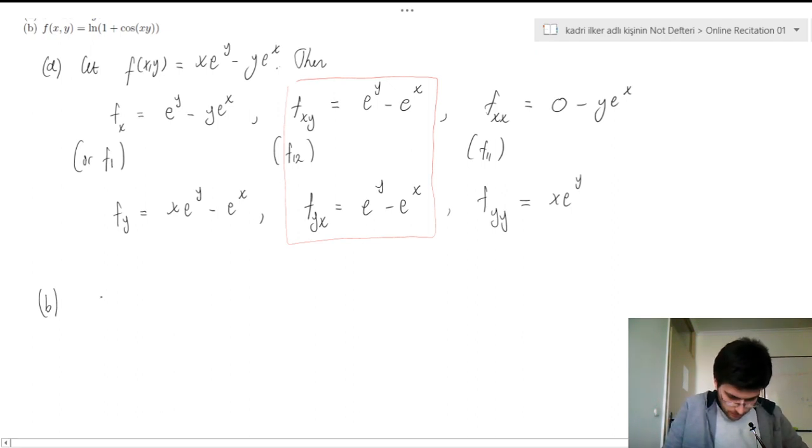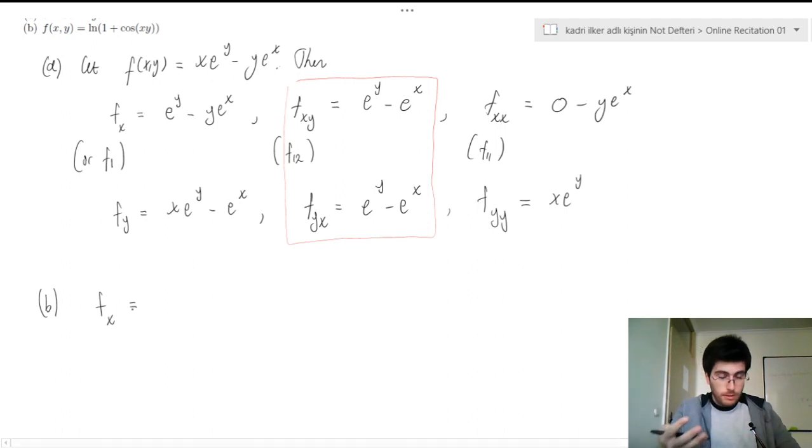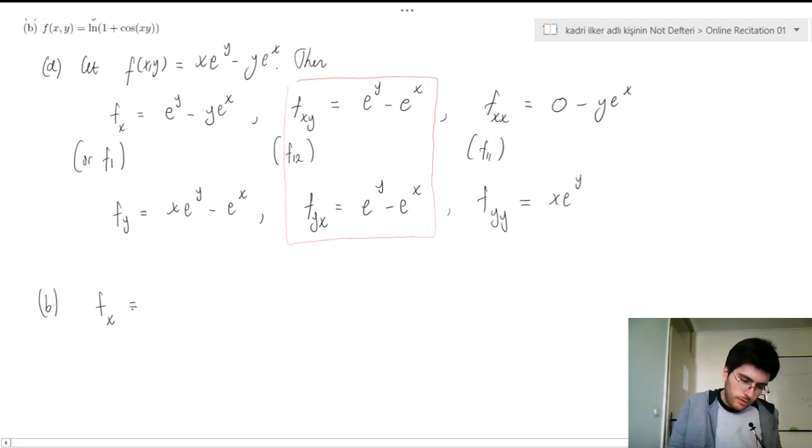So let's see. For instance, just compute f sub x. But now, as in the case of one variable, we have a chain rule actually. You should remember how we were using the chain rule in one variable calculus. You just differentiate it. If you like, you just let this thing be t. Therefore, you should differentiate f with respect to t, and then you should differentiate t with respect to x. Okay, why not?